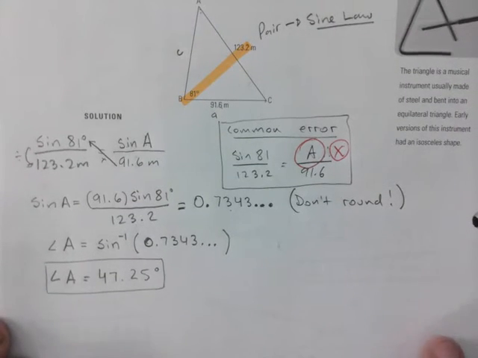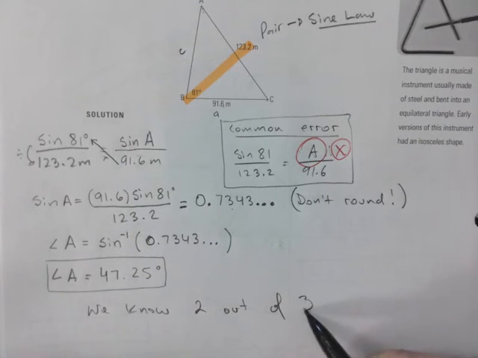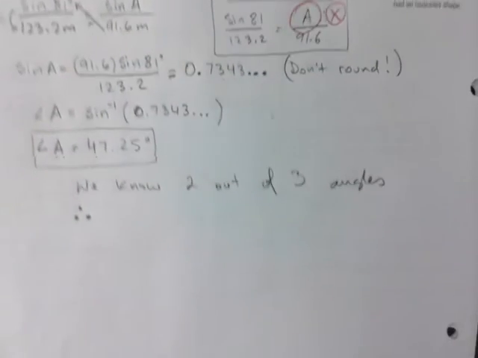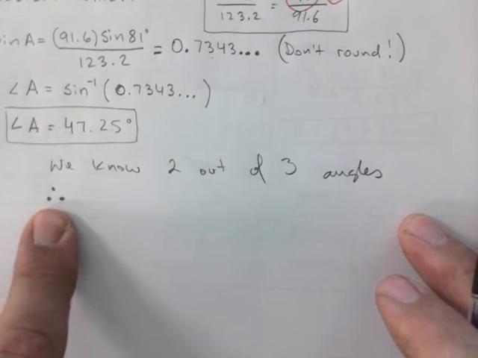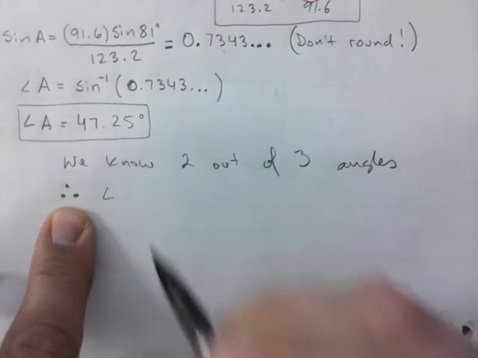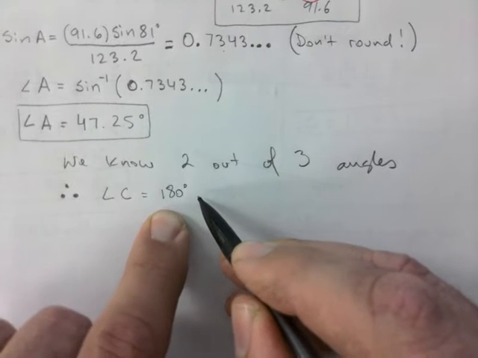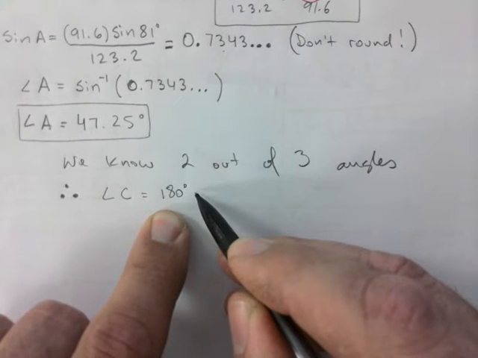Yes, which means we know all. Exactly. So we have, right? We know 2 out of 3 angles. Therefore, you want to know a new symbol in math? Have you ever seen the 3 dots like that? That stands for therefore in math. Okay, therefore, which angle are we missing? Angle C is 180. Where did I get the 180 from? Sum of angles in a triangle is always 180.